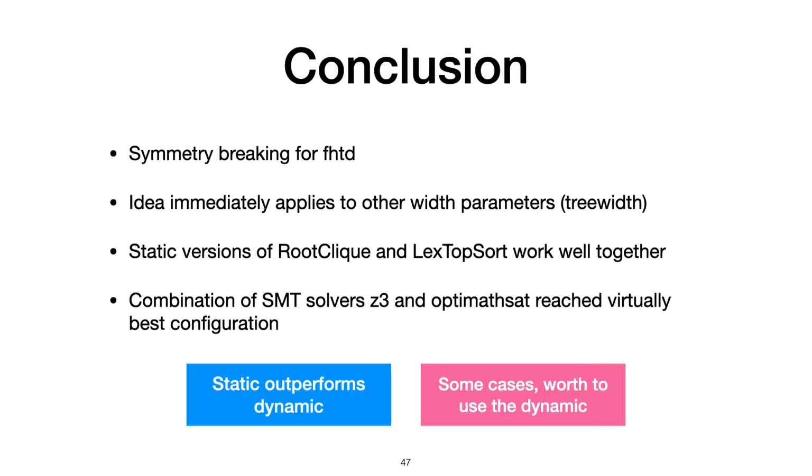Let me quickly conclude. We introduced symmetry breaking for fractional hypertree decompositions and fractional hypertree width, and the approach where one computes it with SMT-based methods. The idea immediately applies to other width parameters and in particular treewidth. The static versions of RootClique and LexTopsort work quite well together, and overall the static version usually outperforms the dynamic one, but in some cases it's actually worth using the dynamic version. The combination of SMT solvers Z3 and OptiMathSAT reached the virtual best configuration.